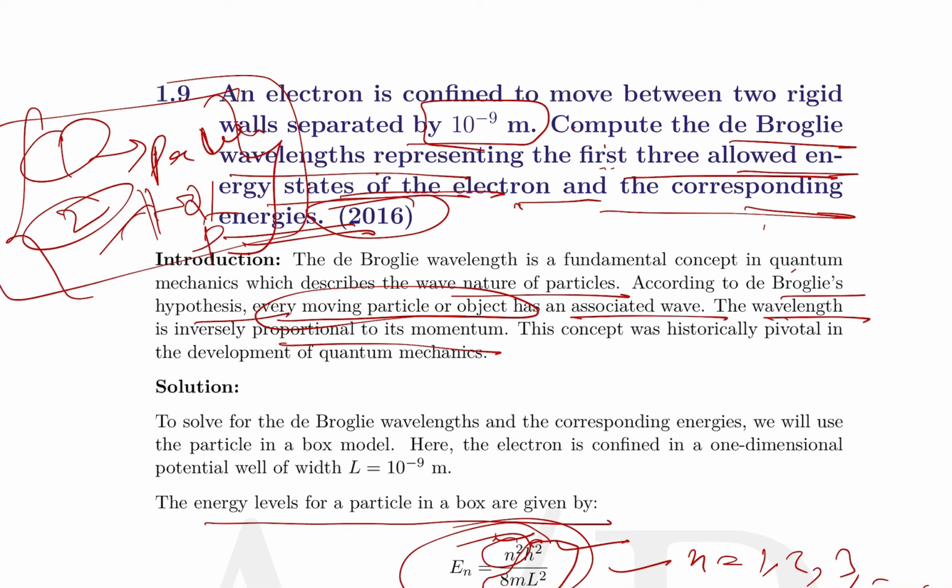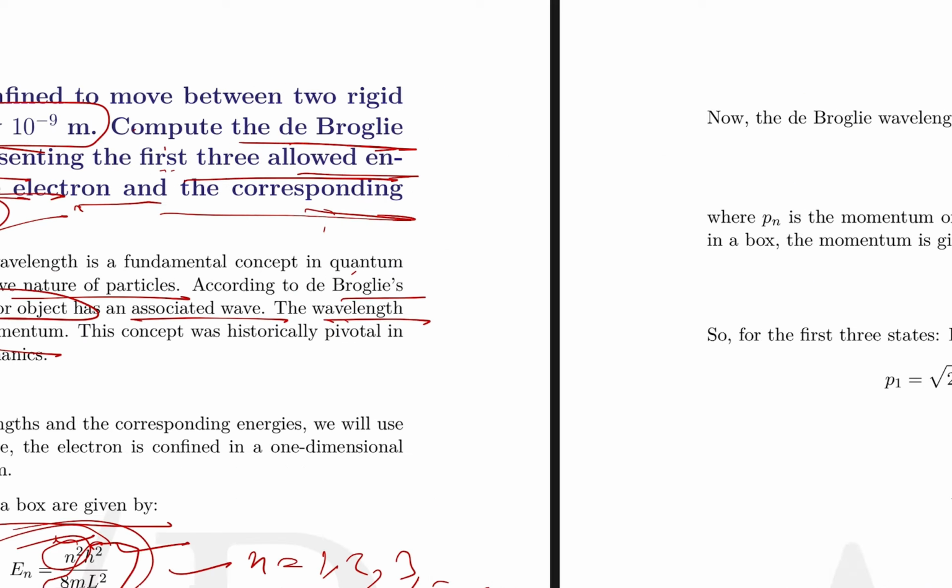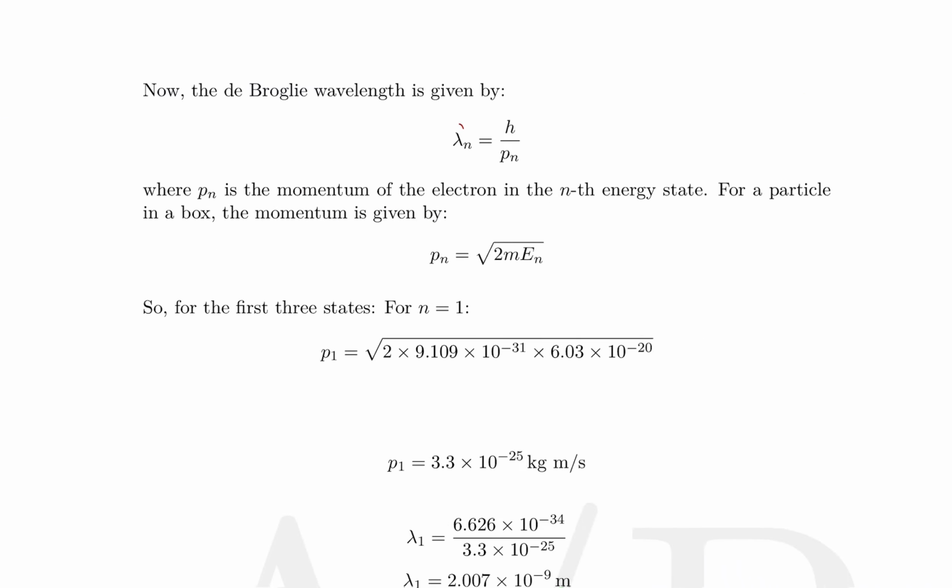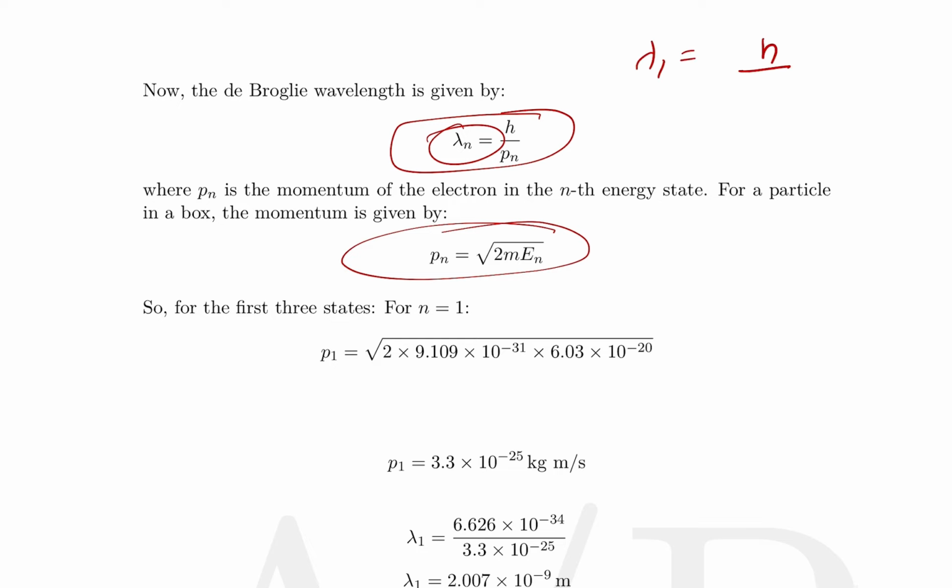So we have found the corresponding energies. Now let us find the de Broglie wavelength from these energies. We know lambda n is equal to h over pn, and pn is under root 2 m En. So for lambda 1 it will be h upon p1. So what would be p1? p1 would be under root 2m E1, simple.